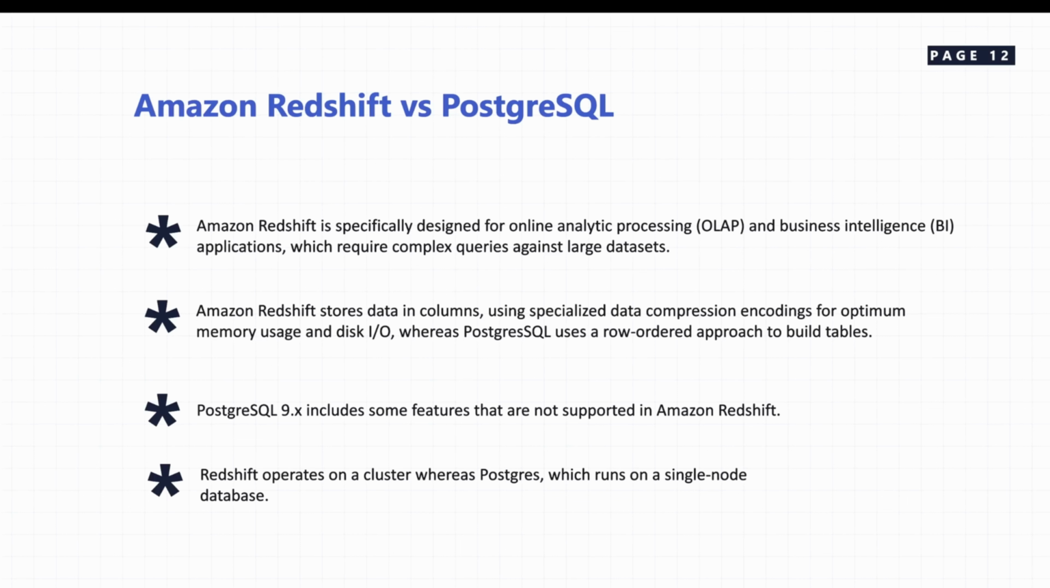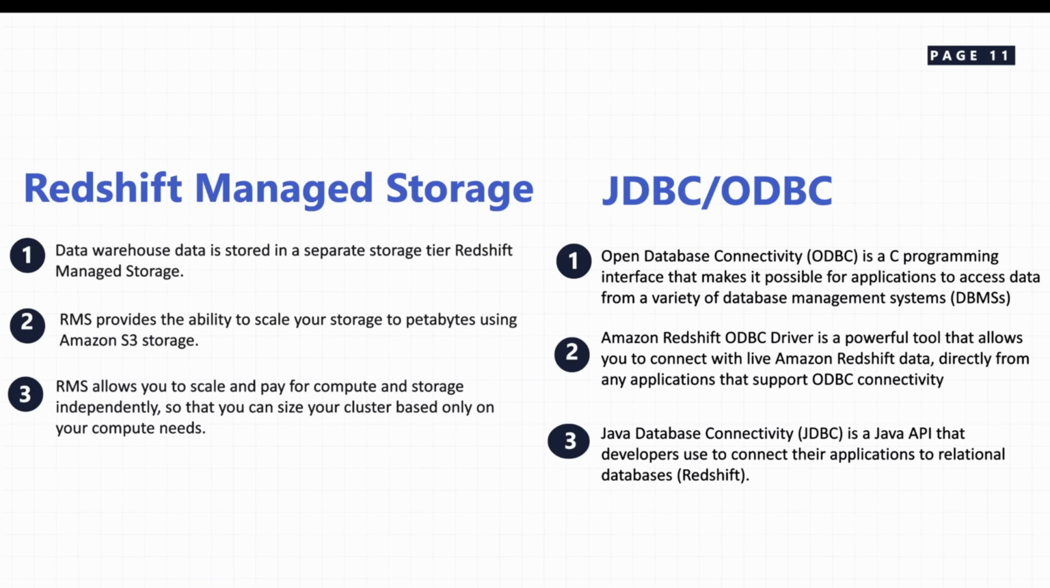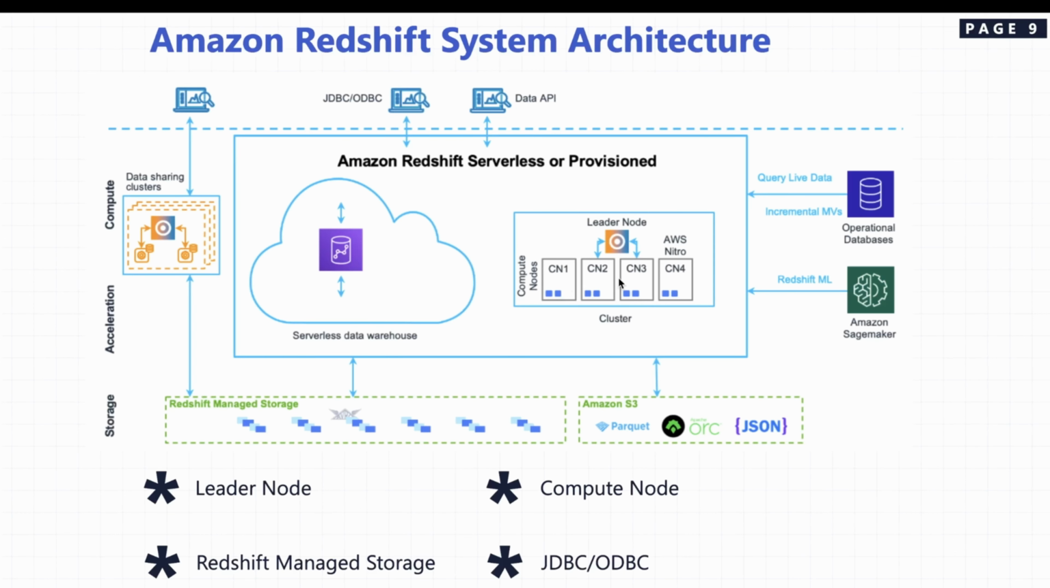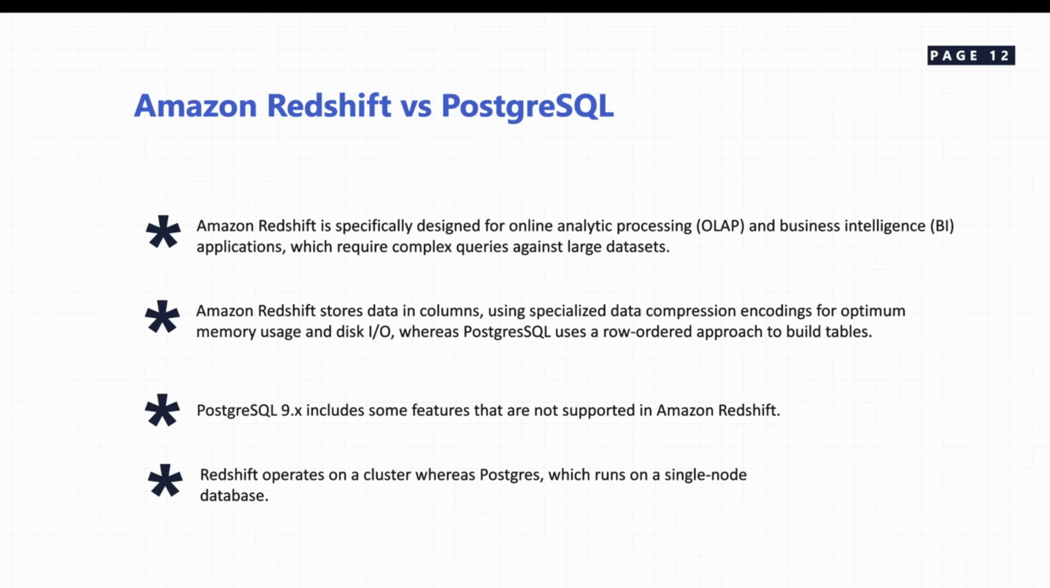And Redshift operates on a cluster, whereas Postgres runs on a single node. As I already told you, Redshift has a bunch of nodes, each individual node performs its task, and so they work in parallel, which will optimize our work. It will perform fast query execution against large data sets, whereas Postgres runs on a single node, so it has a single memory, whereas in Redshift each compute node has its own memory and CPU. So that's why Redshift is faster compared to Postgres. This is the key difference between Amazon Redshift and PostgreSQL.